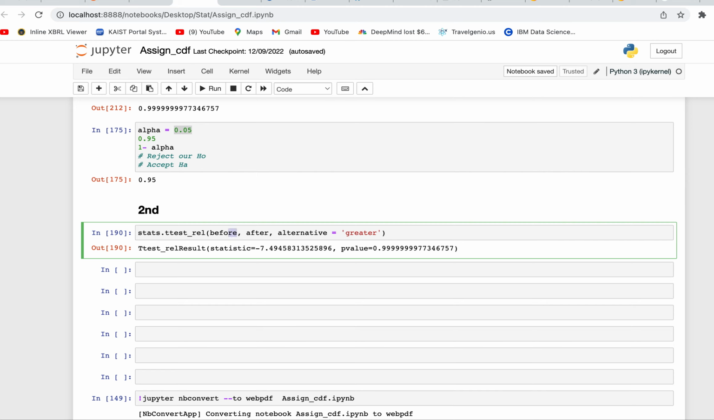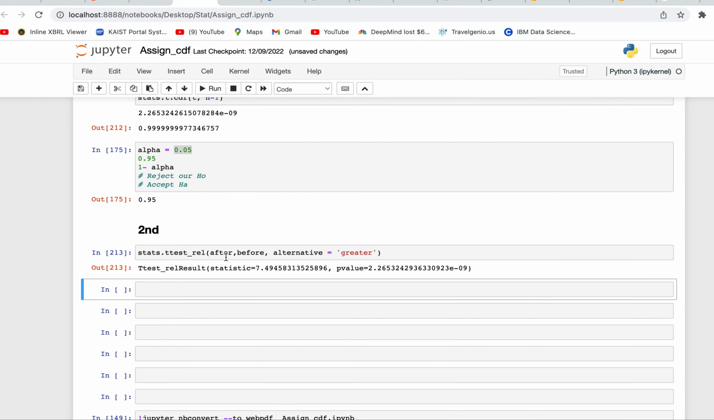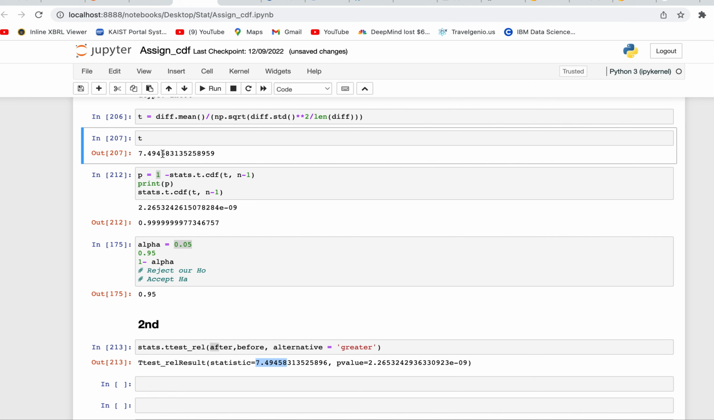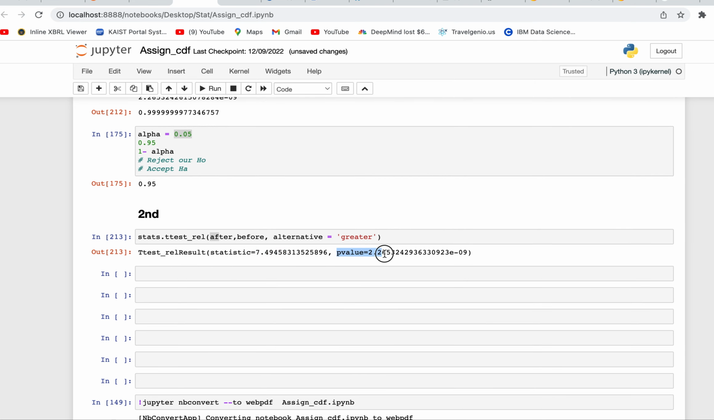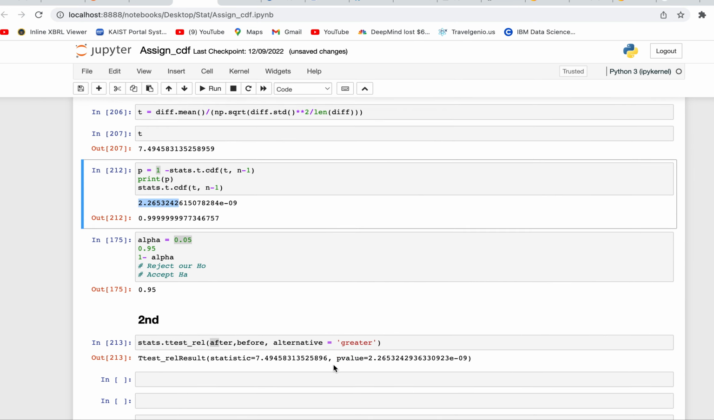Actually, I should switch it: after, before, I think. Yes. So compare this to before and find whether it's greater or not. It gives us the p-value and t-statistic. The t-statistic is 7.949, the value we calculated, and the p-value is 2.2, almost 0, the same value as before. So we can also do it this way.